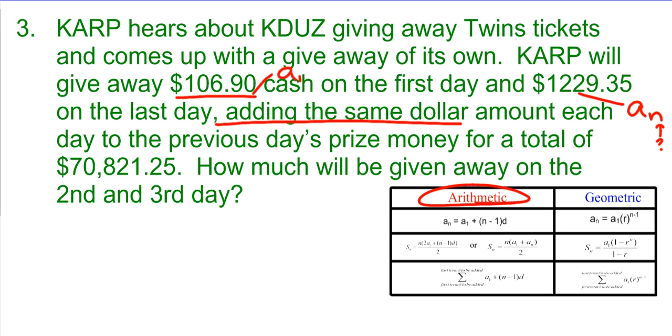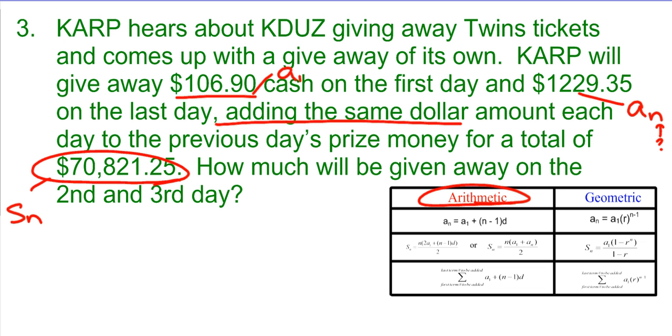I'm adding the same dollar amount each day to the previous day's prize money for a total of 70,000 some. So total, that's my SN. After all those days, it's going to be that. How much will be given away on the second and third day? I know how much they gave away on the first day, right? I know A1. I don't know how many days they're doing it, and I don't know how much they're doing every day. Does that make sense?